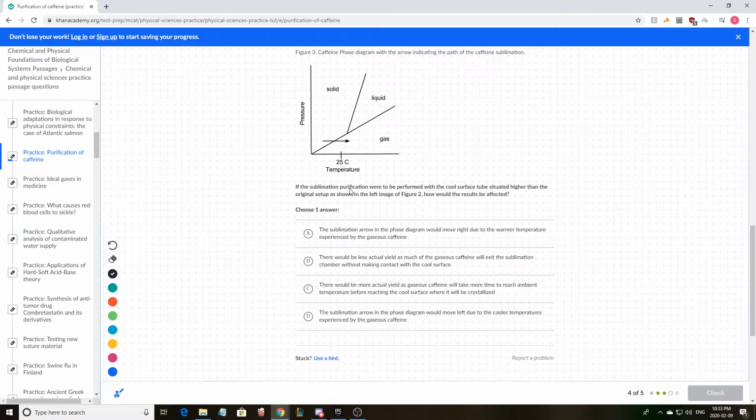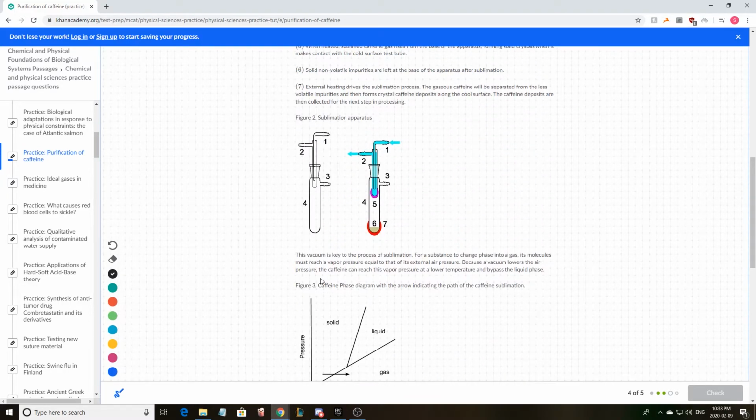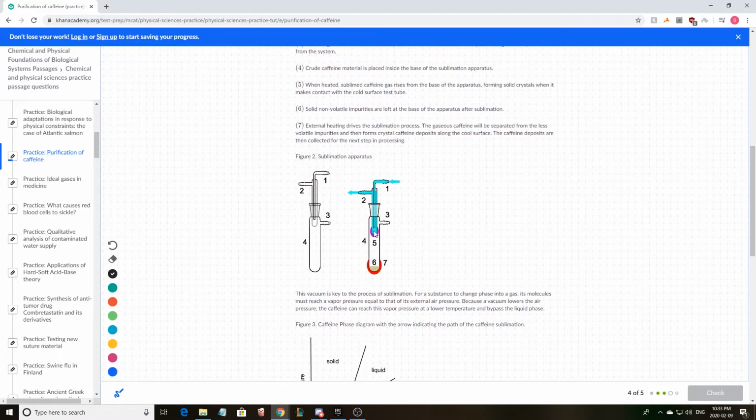If the sublimation purification were to be performed with the cool surface tube situated higher than the original setup as shown on the left of figure 2, how would the results be affected? Well, they're saying the cooling tube, which is this tube that you see, instead of being placed here, if it was placed somewhere higher, let's say it started here, and this is going to be an awful drawing, and I apologize. So if that's kind of what the cooling tube looked like, if it was moved up slightly, how would this affect the process that they've outlined here?